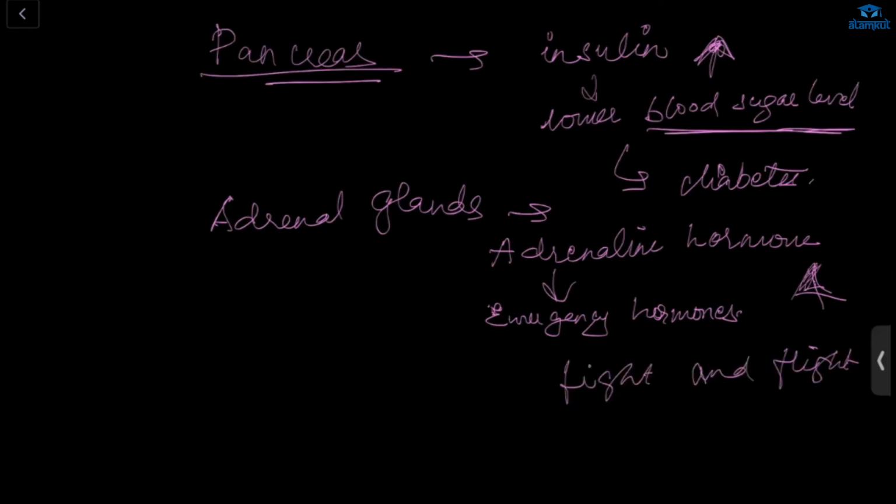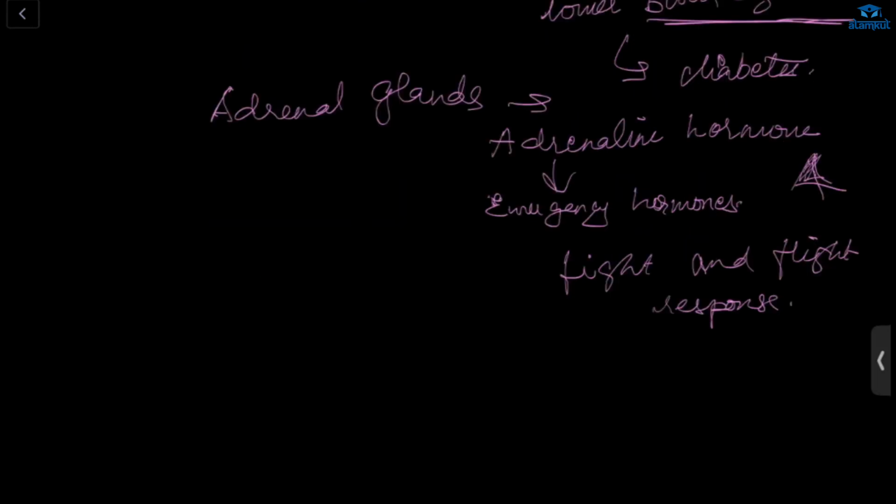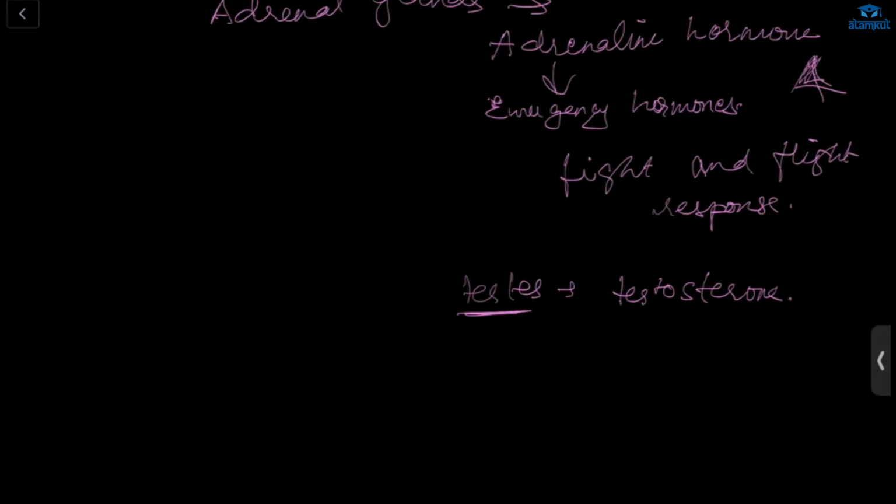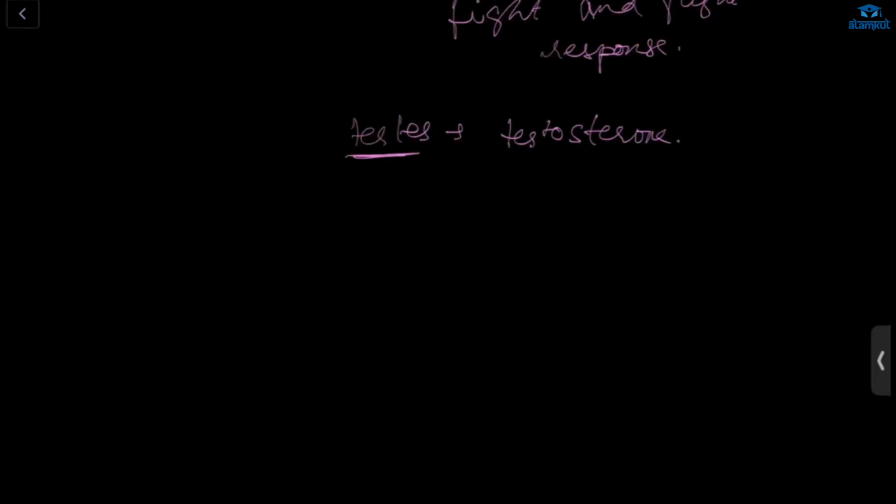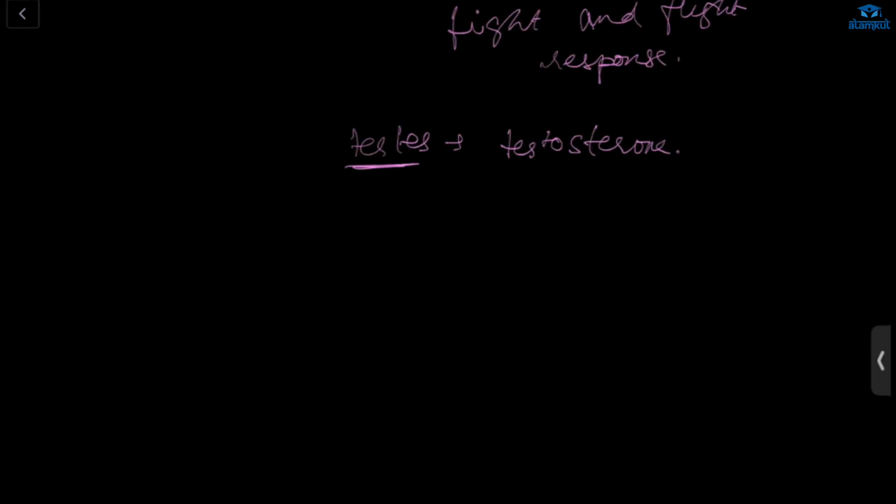Should fight or run. Then next we have testis. It is present in males. Okay. And what does it secrete? By name itself, you can see, testosterone. It will help in the development of male features such as deeper voice, mustache, beard, body hair, and also male puberty. And it will also make sperms.